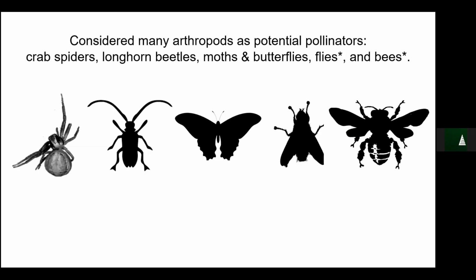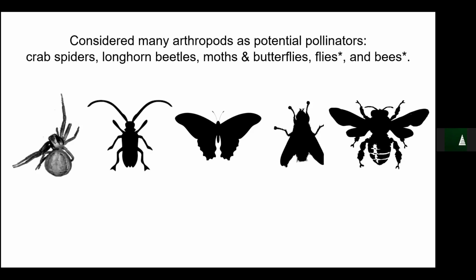With that, I collected all these samples and came back to the lab and started sorting. We took a fairly broad perspective on this. Many different arthropods were considered as potential pollinators, including crab spiders, that's the little silhouette at the far left, longhorn beetles, moths and butterflies, a subset of flies. Usually if it was a hairy fly, I figured it might be a pollinator. And then bees. For the most part, we focused on bees that have pollen carrying structures or are otherwise modified to transfer pollen, usually excluding parasitic bees.